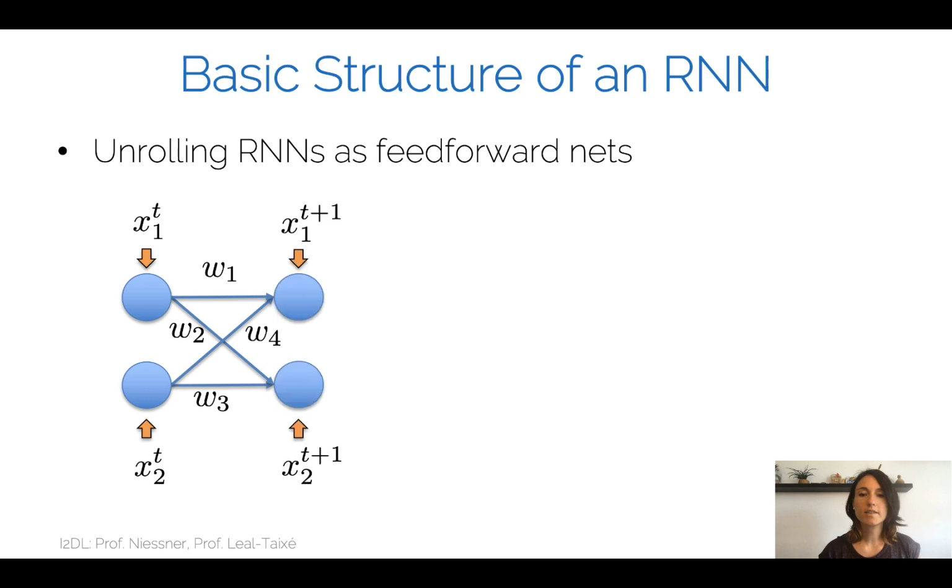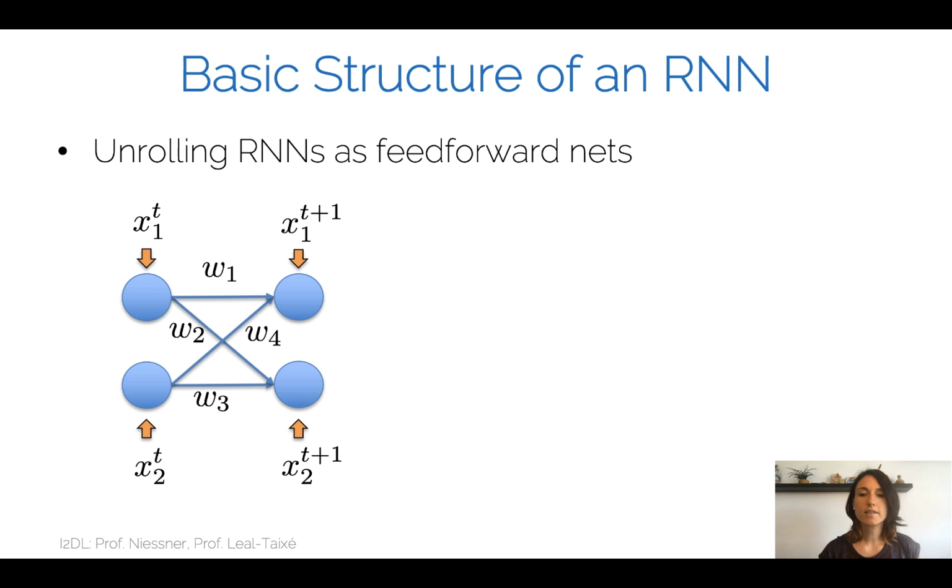Now, in the next time step, we have again two nodes, which are processing x1 and x2. But now they are processing x1 of t plus 1 and x2 of t plus 1. Therefore, we see this connection with w1 all the way to w4 between time step t and time step t plus 1.